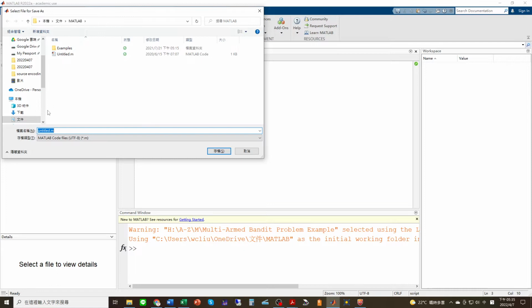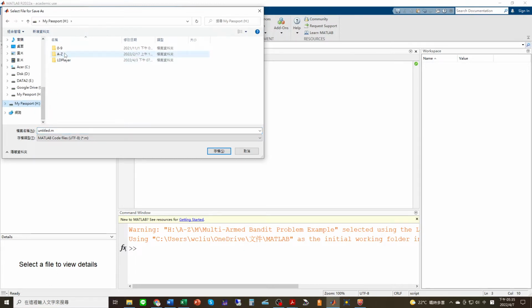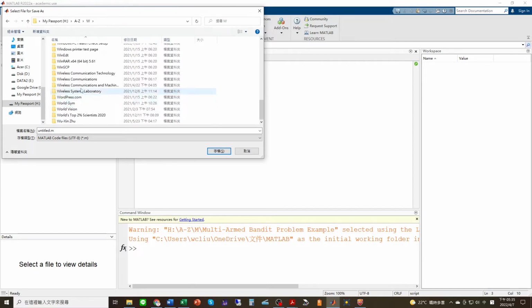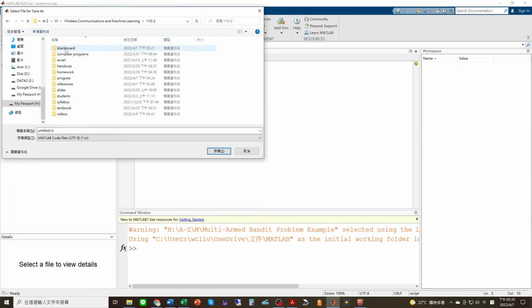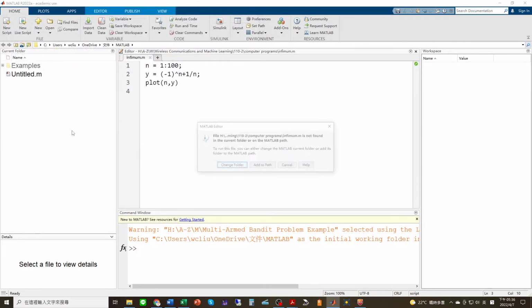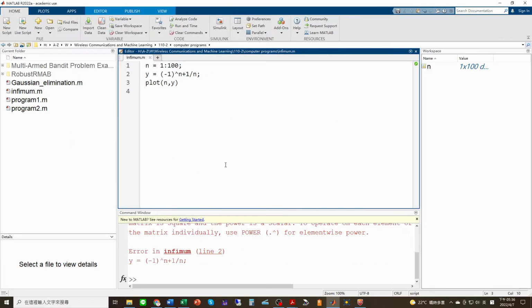Let me save it first. I call it infimum. Change folder. Sorry, I made a mistake. This should be point, and this should be point.